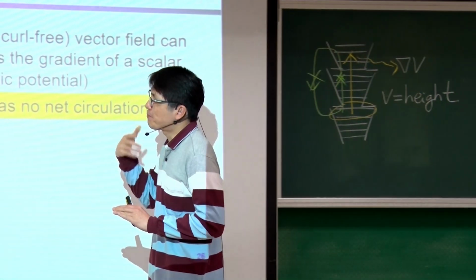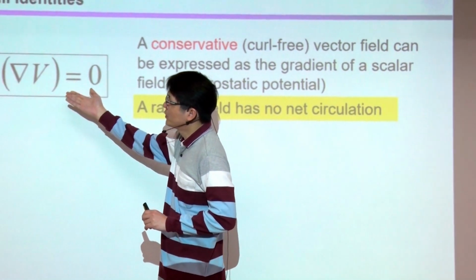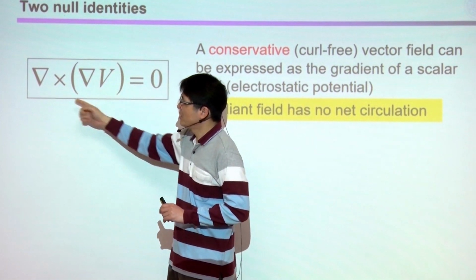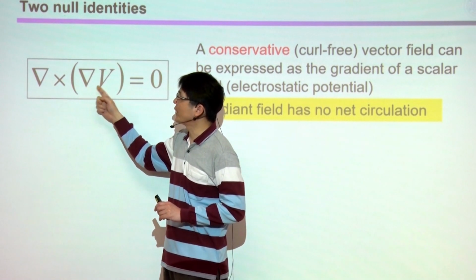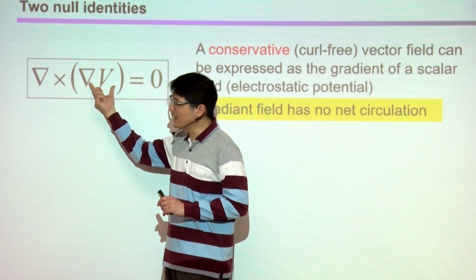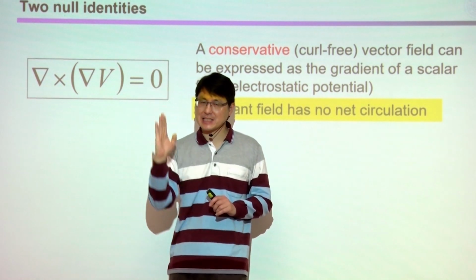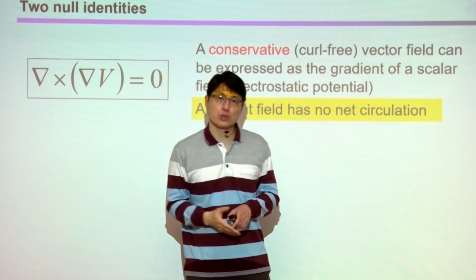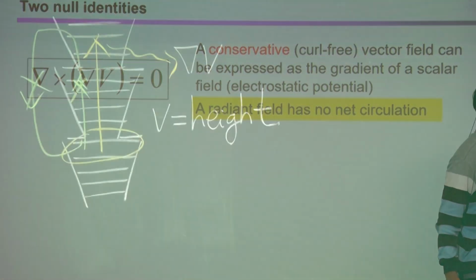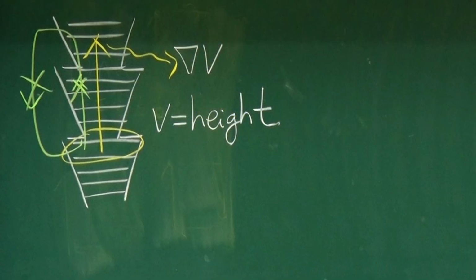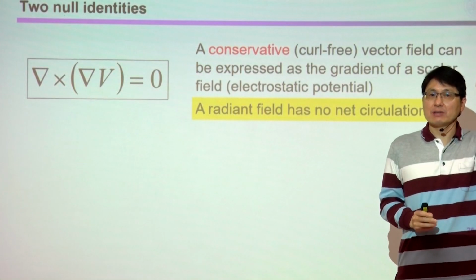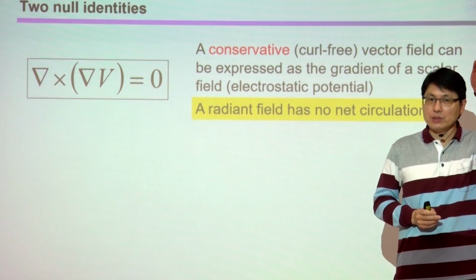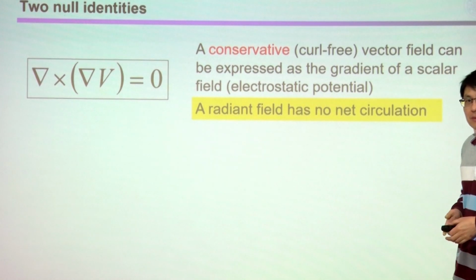Right? So the better way to understand this null identity is the curl operation on the gradient of a scalar field. The gradient is trying to find the maximum change. So it's perpendicular to your surface. Okay, so if you walk on this contour, there's no contribution. And because you perform the gradient, the resulting vector field is unidirectional. Right?